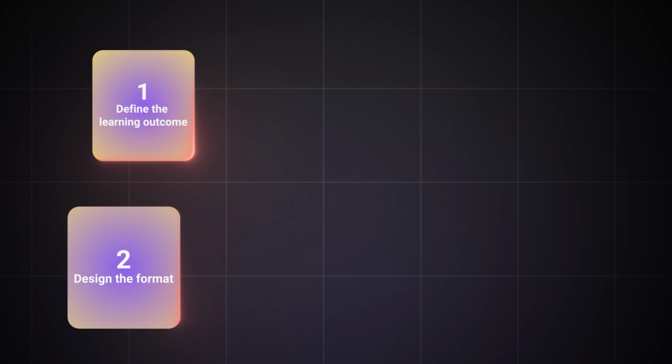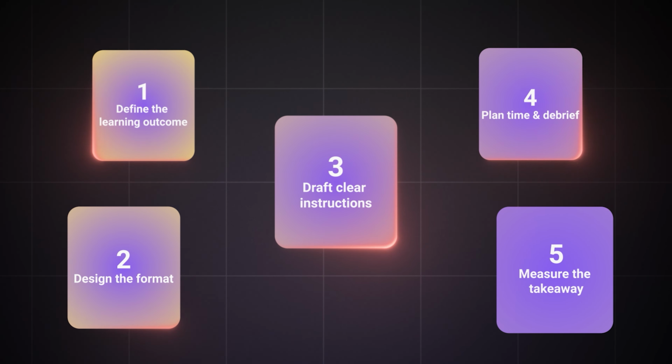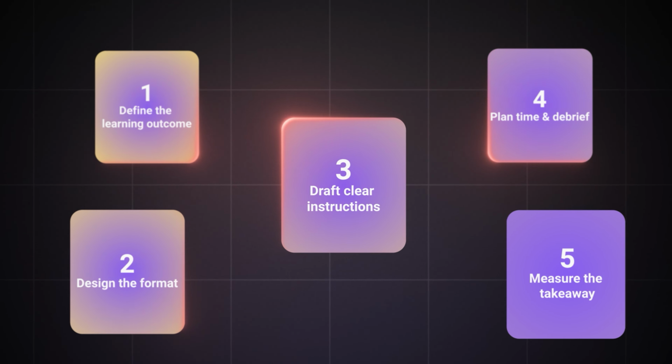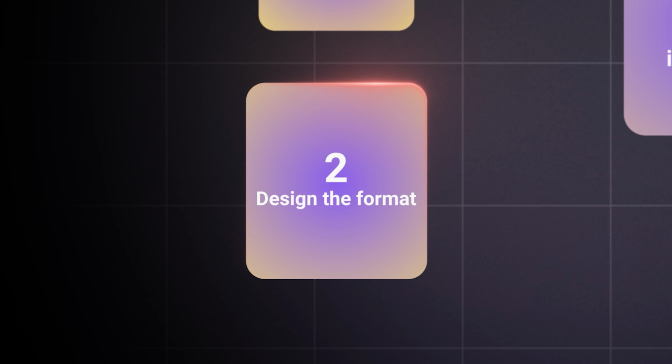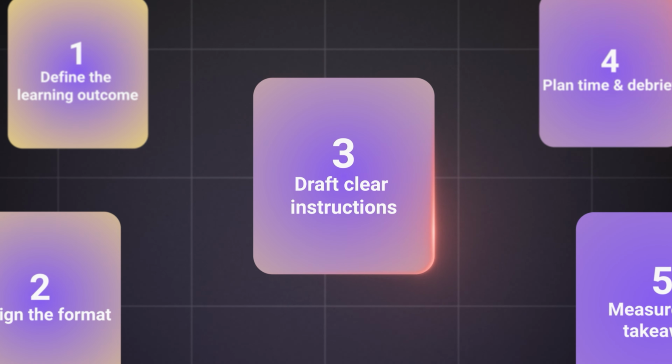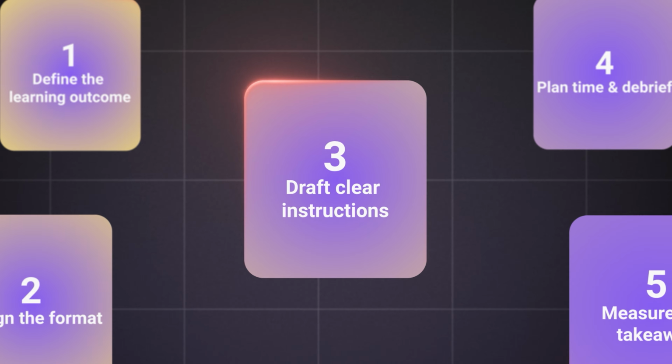Here's also a simple 5-step guide on how you can use this in your next session. First, define the learning outcome. What behavior or concept should they practice? Then design the format. Is it a discussion, simulation, role play, or case study? Draft clear instructions. Write them out in simple steps. Aim for 3 to 4 lines max.